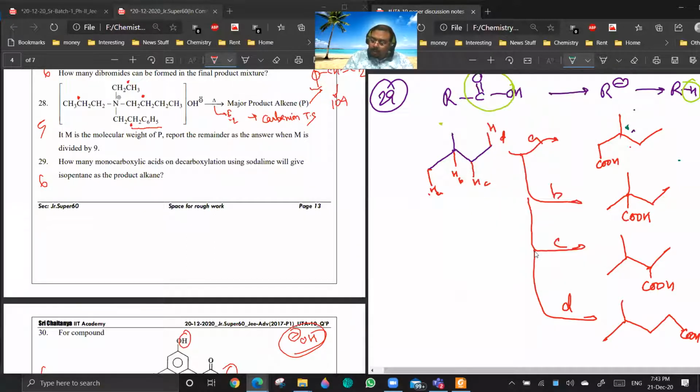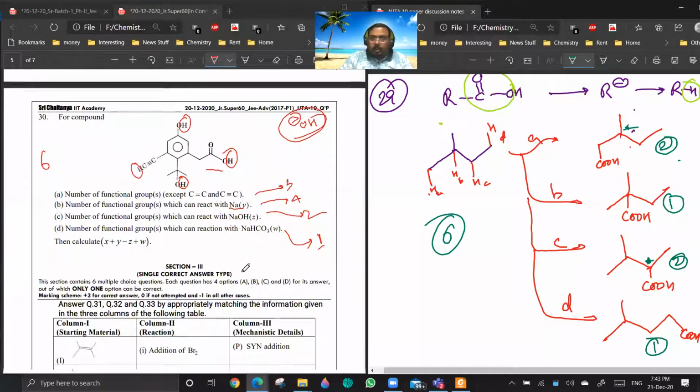This becomes a chiral carbon, so 2. Here there is no chiral carbon, so 1. Here again this is a chiral carbon, so 2. No chiral carbon, so the total is 6. Are you getting the point? Yes, sir. That's awesome. Okay, so 30 is done.